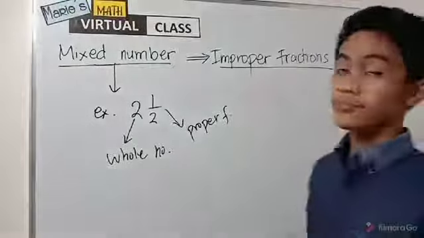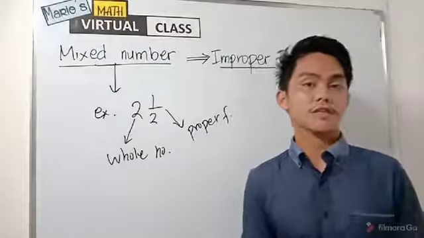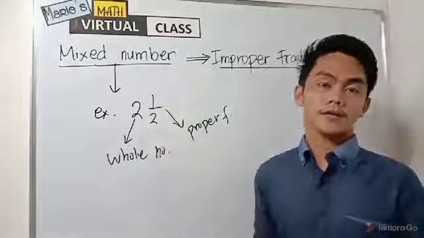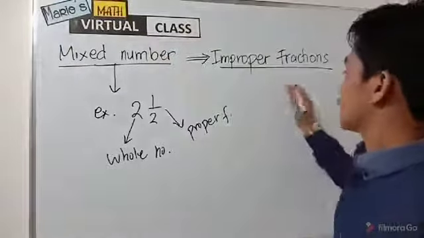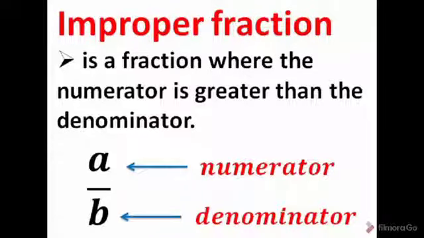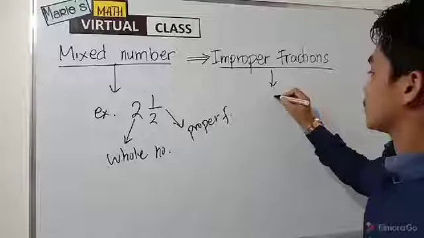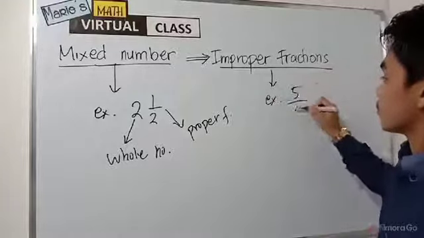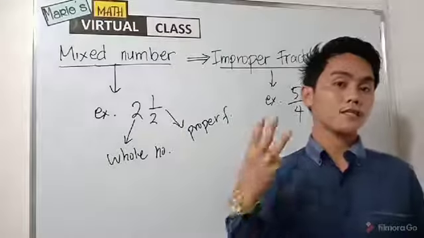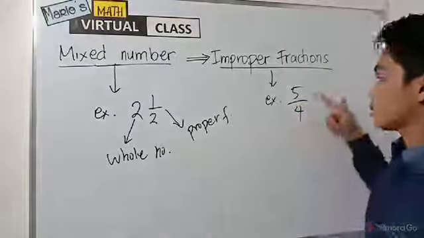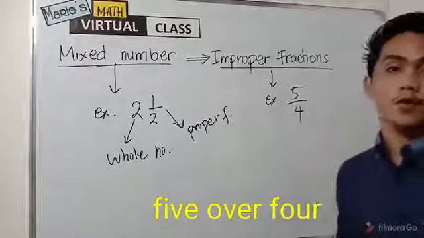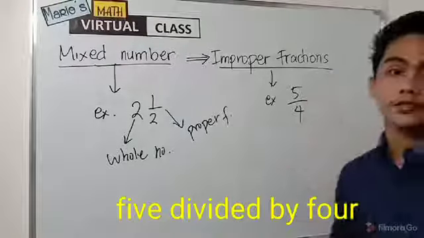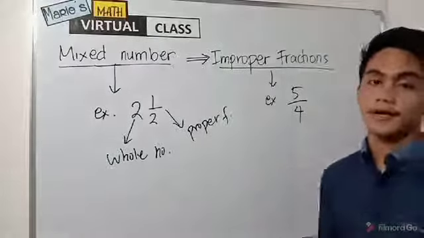How about an improper fraction? An improper fraction is a fraction where the numerator is greater than the denominator, or the number above is greater than the number below. Example, 5 over 4. So remember, there are three ways for you to read this number. This could be read as 5/4, or 5 over 4, or 5 divided by 4. So there are three meanings to this number.